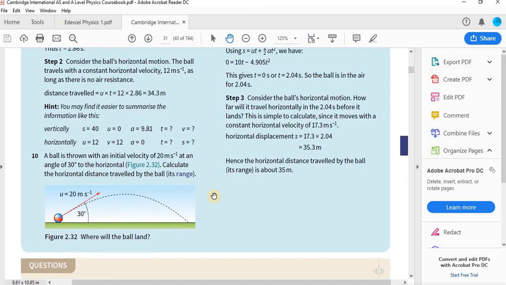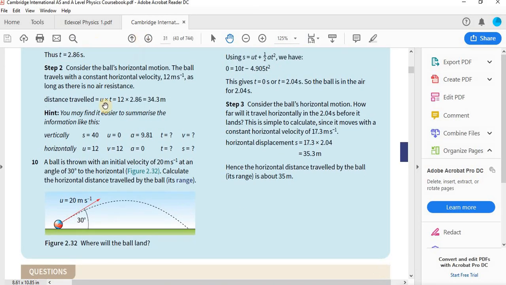Okay. Then this question, the 10th one. A ball is thrown. The next is energy, right? Yeah, we can go through this one also quickly. Now here it is thrown at an angle. You can see 20 meters per second. That question which we did earlier, it was thrown vertically. Now here it is thrown at an angle.